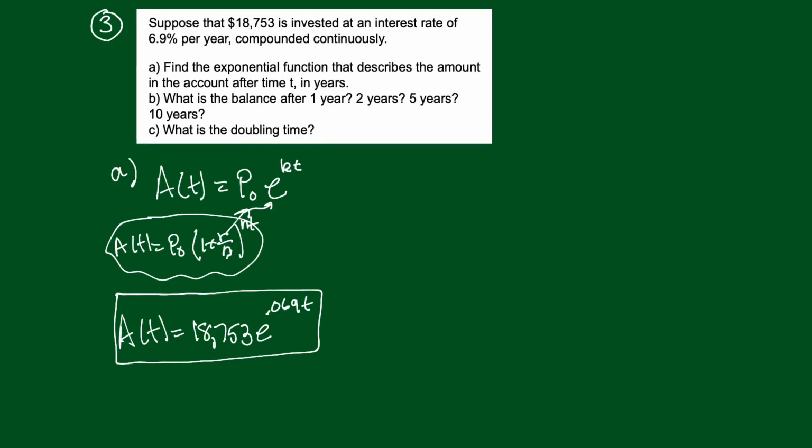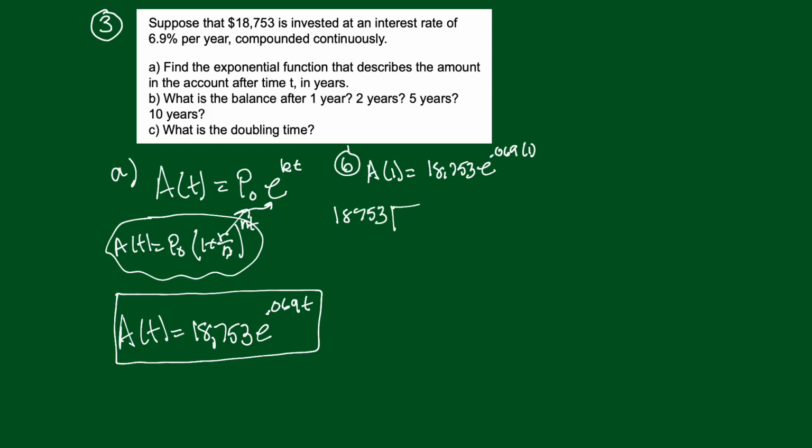Now in part B, what we want to do is, what is the balance after 1 year, 2 years, 5 years? Let's do it for 1 year first of all. So here's what I'll have. What is the amount after 1 year? So it's going to be 18,753 e to the 0.069 times 1.